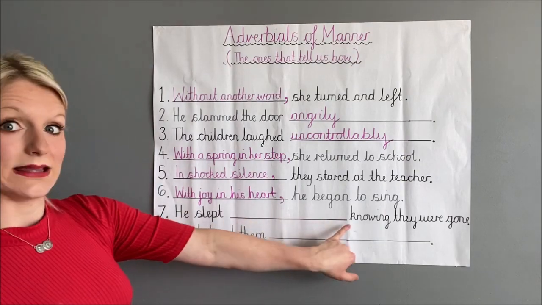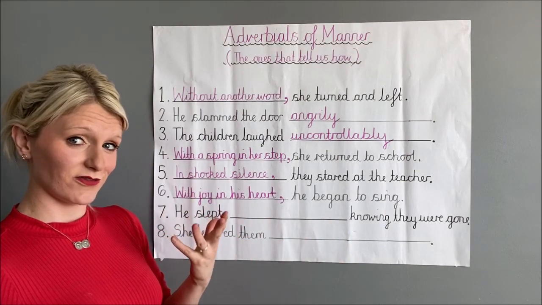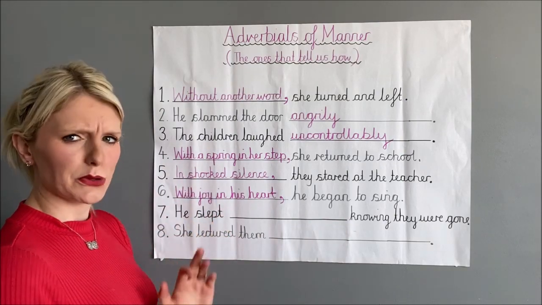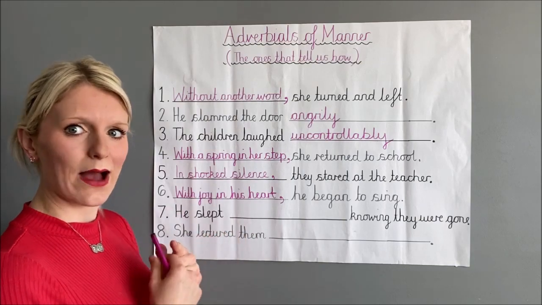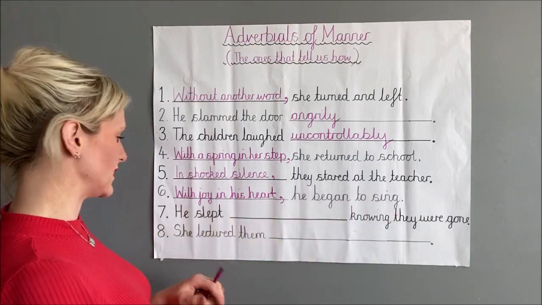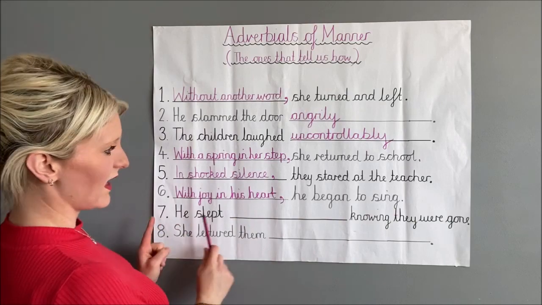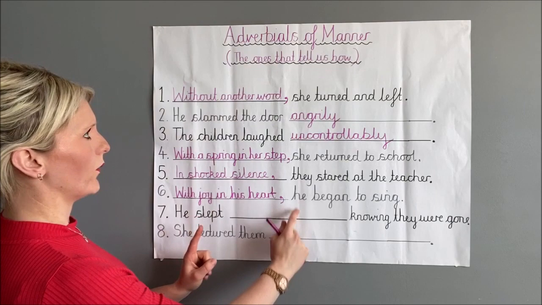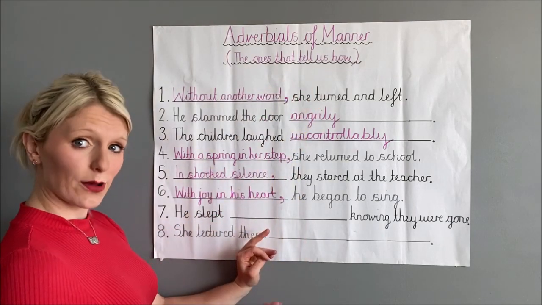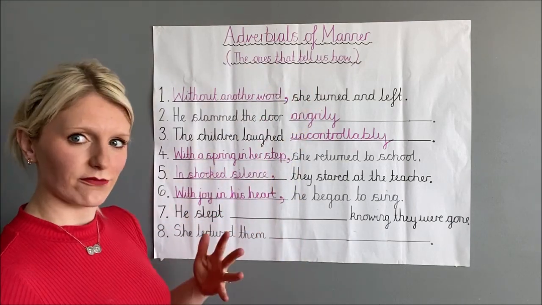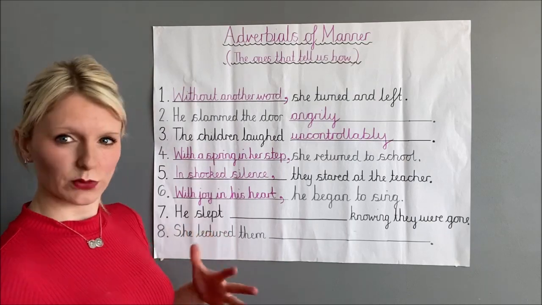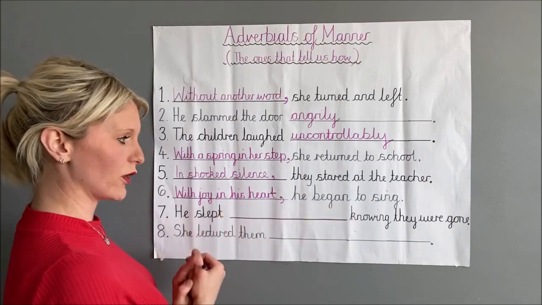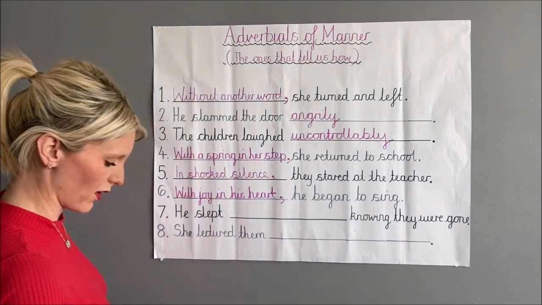Next, I've got one in the middle here. So if you watched the previous video, when it's in the middle, sometimes we might need commas and sometimes we don't. It depends how integral it is, how important it is to the meaning of the whole sentence. So we'll have a look. It says, he slept knowing they were gone. Okay, so my adverbial is going to tell me a little bit more about how he slept. So it could just be an adverb, like he slept soundly, which means like peacefully, knowing they were gone. And that would not need any commas around it because it would just flow nicely in my sentence.